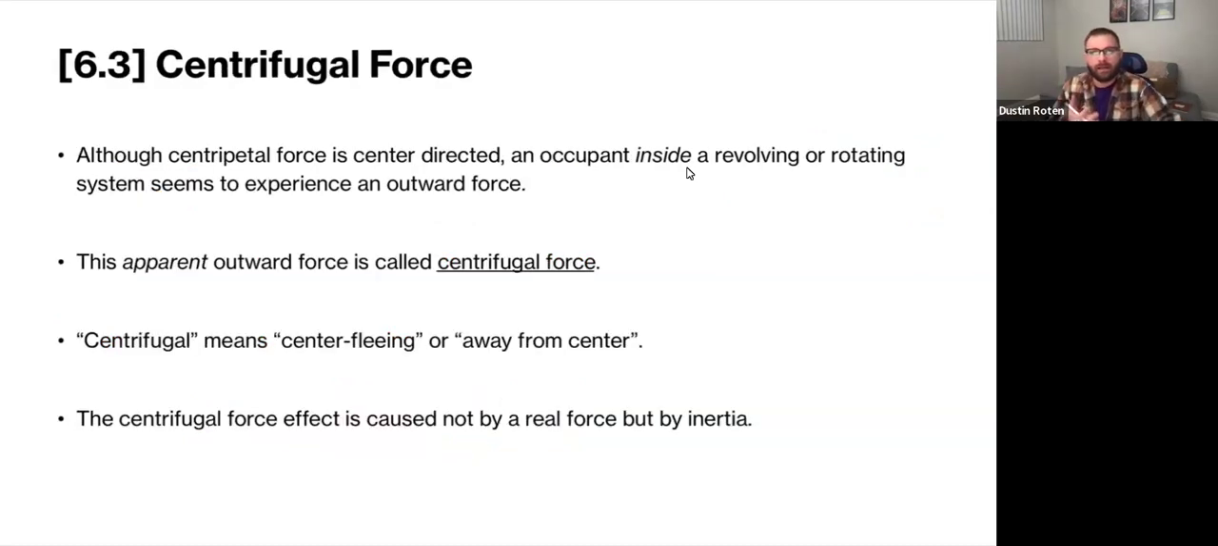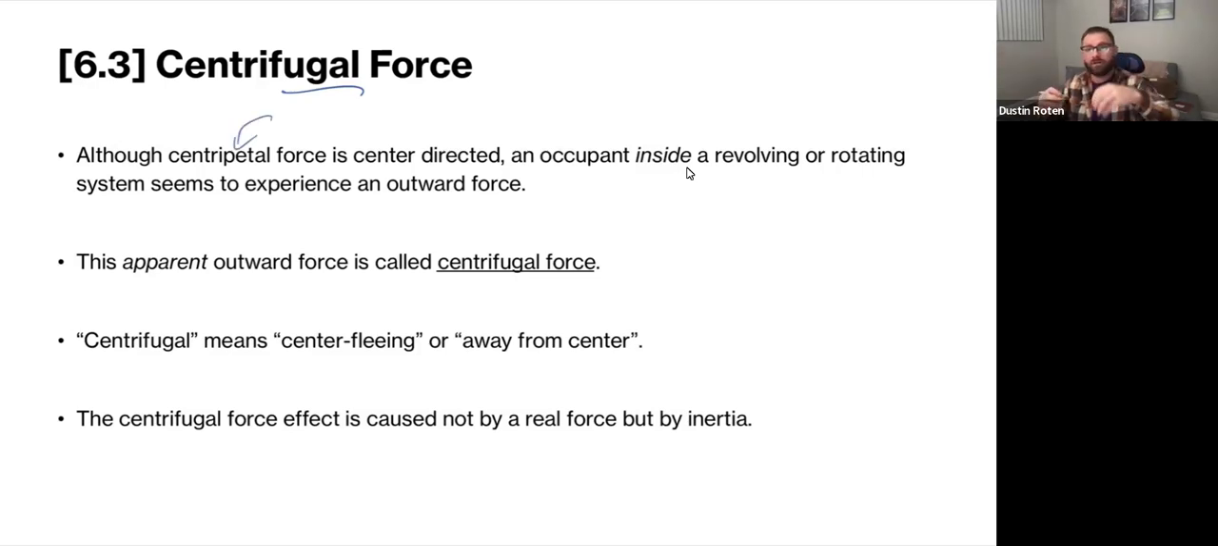All right. The next thing you probably heard about is centrifugal force. So it looks like centripetal, but notice it's centrifugal, or I've heard it called centrifugal forces, which is weird to me. So although we do have the centripetal force, which is center directed, right? So an occupant inside a revolving or rotating system.